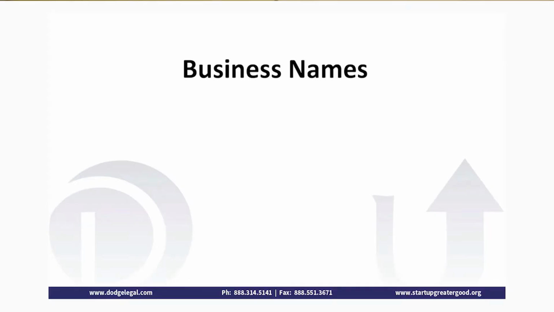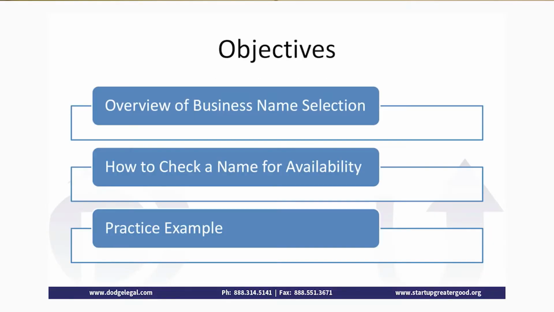All right, so let's talk about business names. So today we're going to talk about how to choose a business name, how to check for name availability in our state, because in our state, only one LLC or only one corporation can have the business name in our state. So you want to make sure your name's available, and then I thought we might do a practice example if we have time. Since nobody may not actually file in session, we might just skip that.